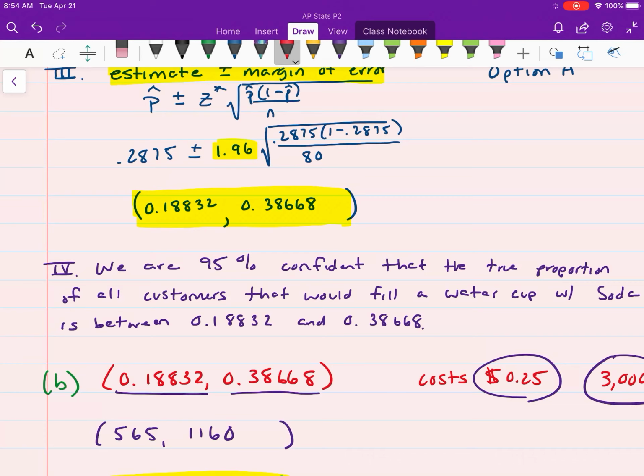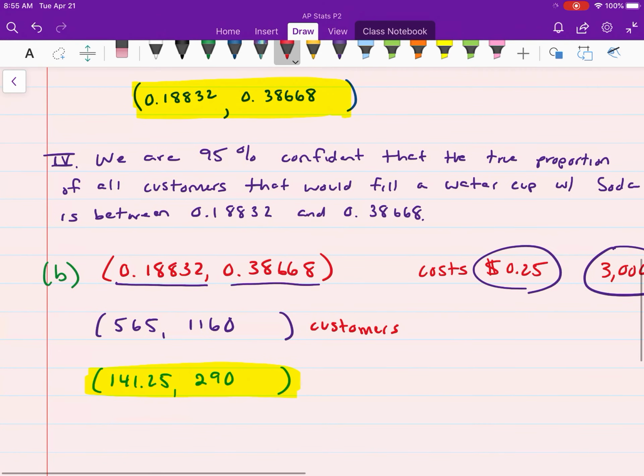Let me fill that in here. The question doesn't want to know an interval of the customers that are going to do this. He wants to know the interval of how much it's going to cost him. So to figure that out, I'm going to multiply each of those numbers by the 25 cents. Multiply by 0.25, and that gives you this interval here, which is the answer. It's going to cost him somewhere between $141.25 to $290. Now, if your numbers are a little bit off because you rounded differently, that's fine. It doesn't matter. So that's how you do this question.